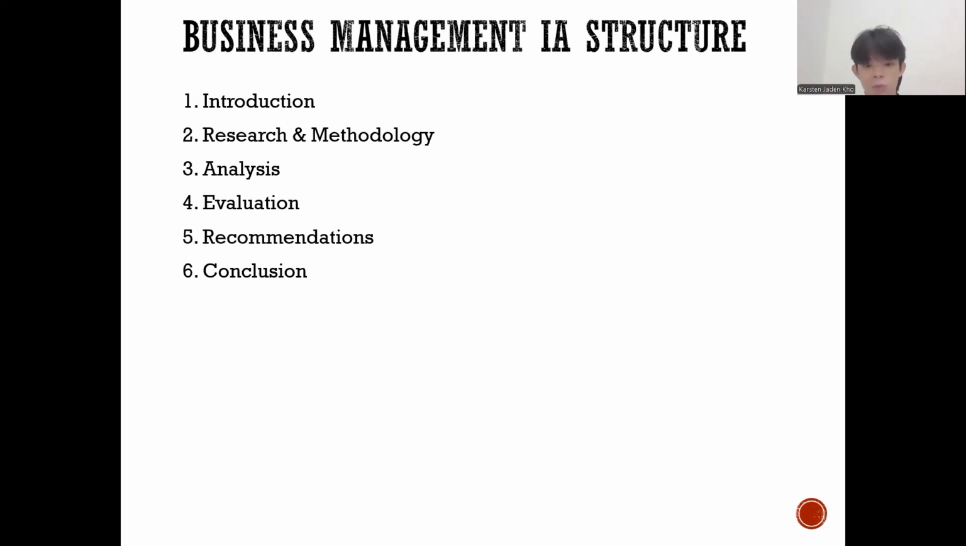Next is analysis, where students will apply business concepts and theories to analyze the data. Next part is evaluation, where students will assess the implications of their findings. Next is the recommendations, where students will propose practical solutions to the business issue. And lastly is the conclusion, where students will summarize their findings and suggest areas for further research.